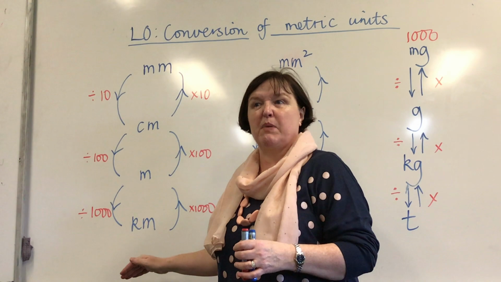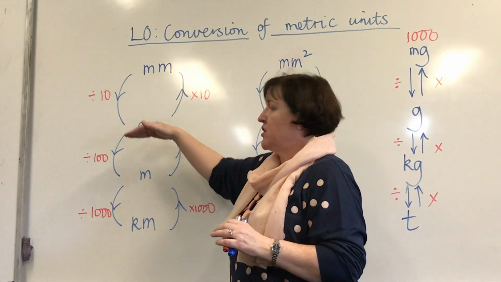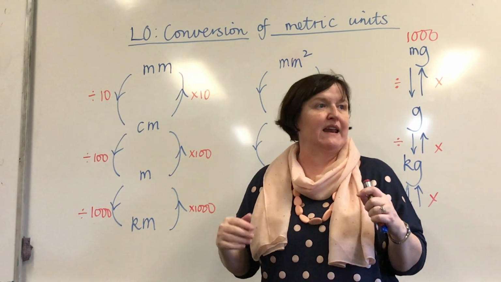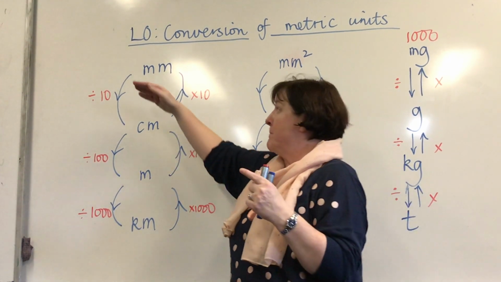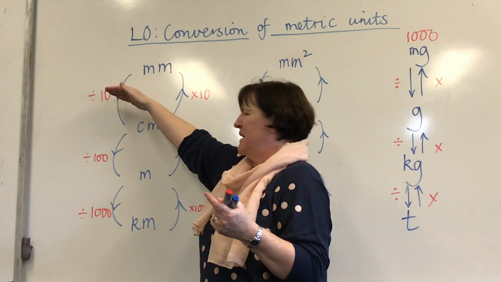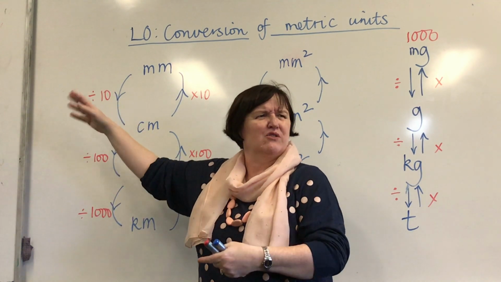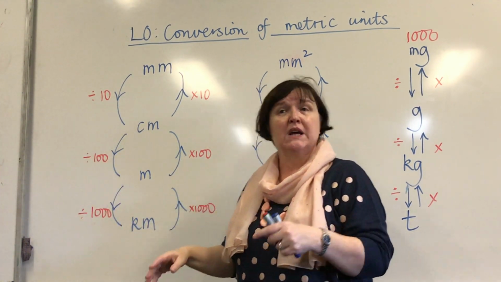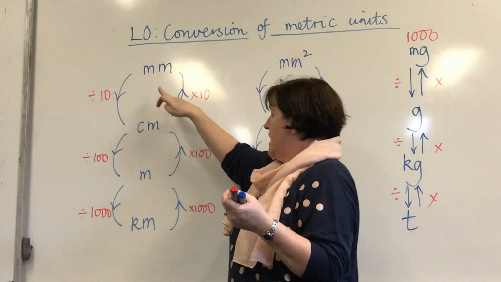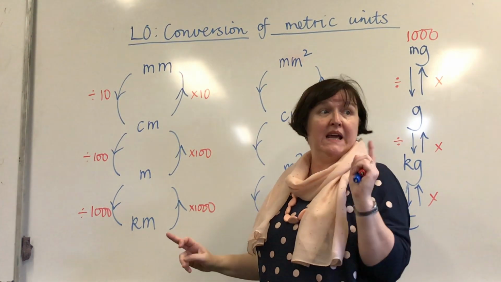Now, you can go from millimetres to kilometres. You would have to divide by 1,000,000. The way I do it though is I do it in stages, because then you know that you're going to get it right. Because I can remember 10, 100 and 1,000, but I can't remember, is it 1,000 or 10,000 or 1,000,000 or 100,000 that I have to multiply by? So if I've got to go from kilometres to millimetres, I would do it in 3 stages.